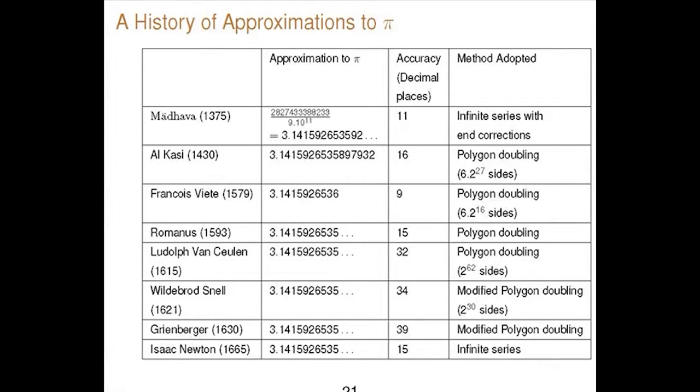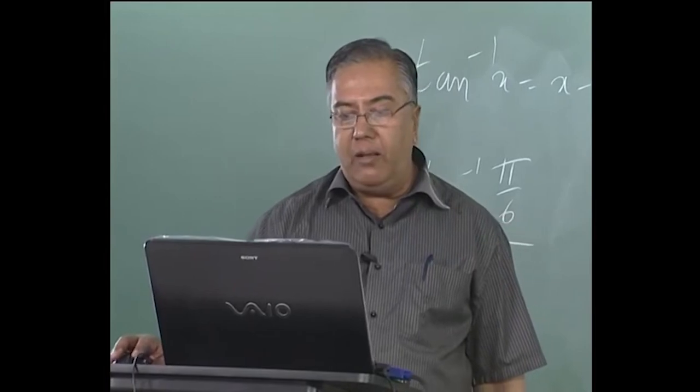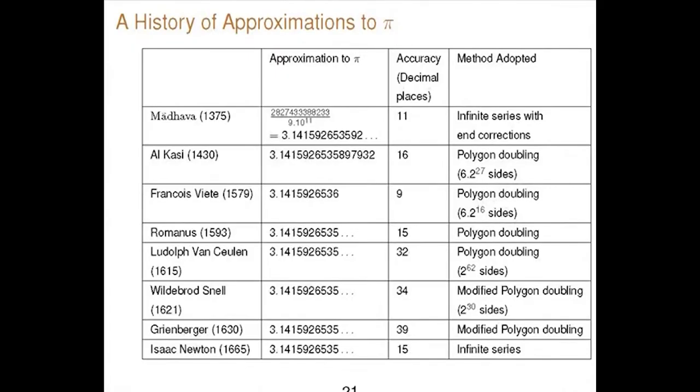He did 6 into 2 to the power 27 sides. He was a very great calculator, Al-Kashi, and he obtained pi to 16 decimal places, and Madhava obtained this to 11 decimal places. Of course, he had an infinite series with end corrections for doing so. Vieta, polygon doubling, 2 to the power 16 sides, Romanus again, and Van Ceulen, I think, is supposed to have filled a whole book with his calculation, 32 decimal places.